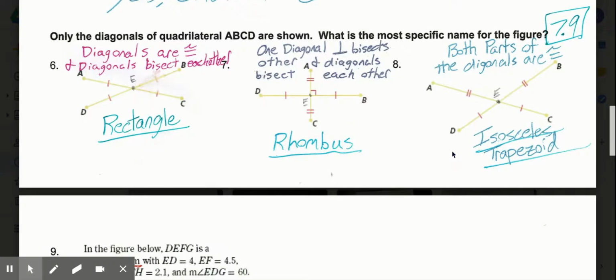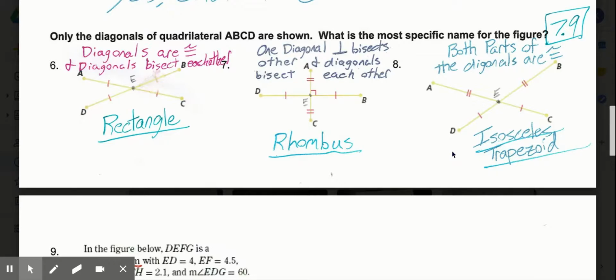Now looking at numbers 6, 7, and 8. It says only the diagonals of quadrilateral ABCD are shown. What is the most specific name for the figure? So this is where you'd want to look at section 7.9. And when I did these 3 problems, I used the hierarchy located in the notes. The 3 paragraphs at the beginning also would be a good resource.